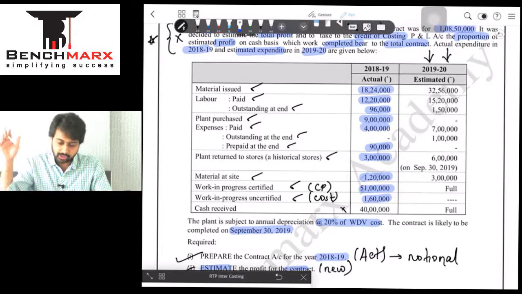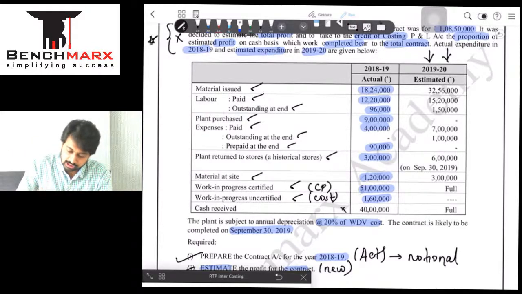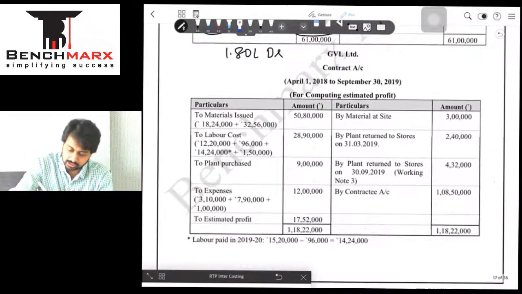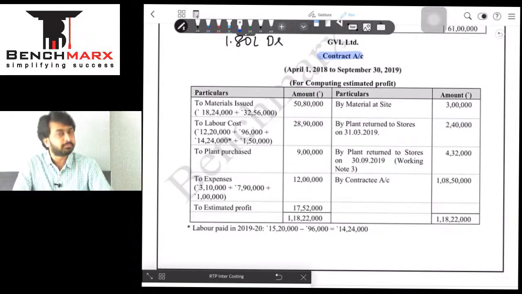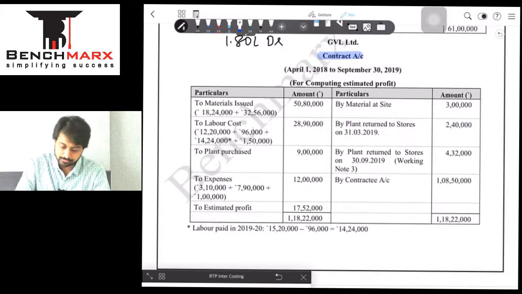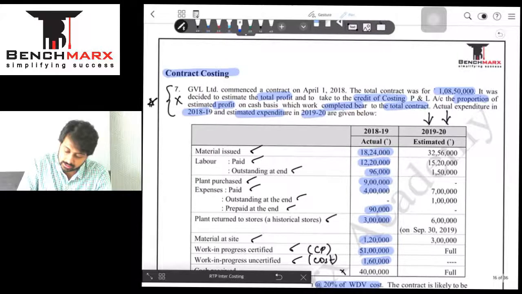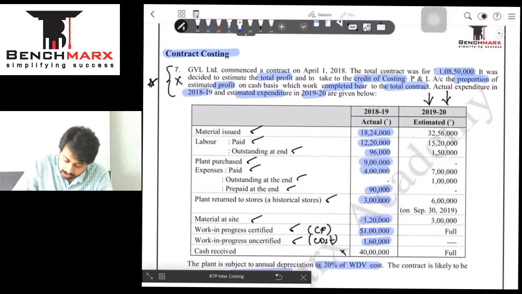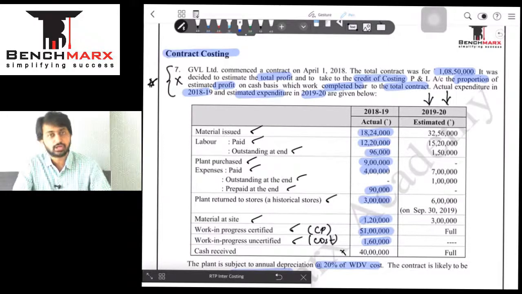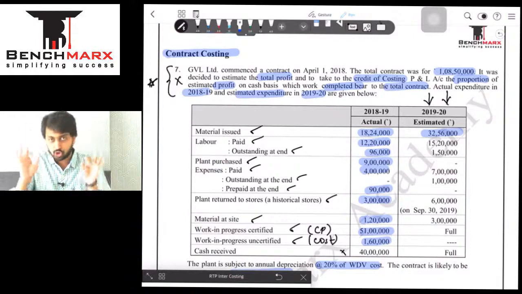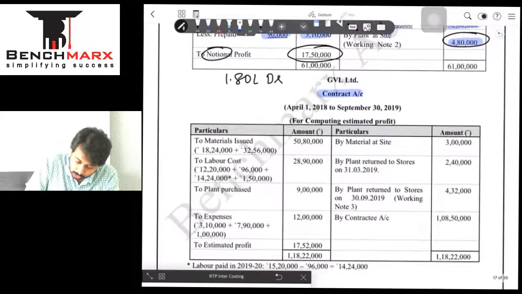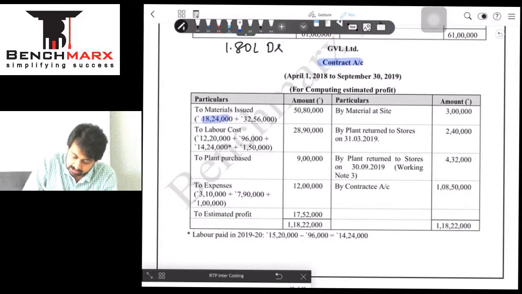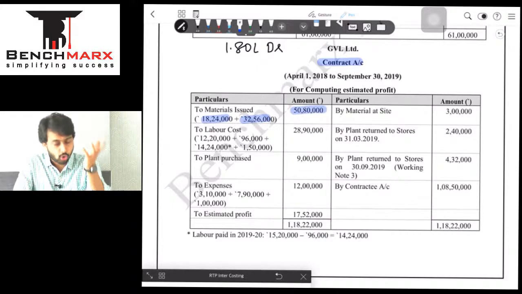ठीक है, so prepare the contract account and then we'll simply verify the numbers. So we'll have a normal contract account as usual, debit and credit as usual. All I'm saying is you have to simply take the numbers from the estimated column as well. Starting from materials, can I say opening or incurred is 1824 and the further costs are 3256, which means 1824 plus 3256 is the total cost estimated for the full contract. So 1824 plus 3256 is my total contract का cost on the RM.